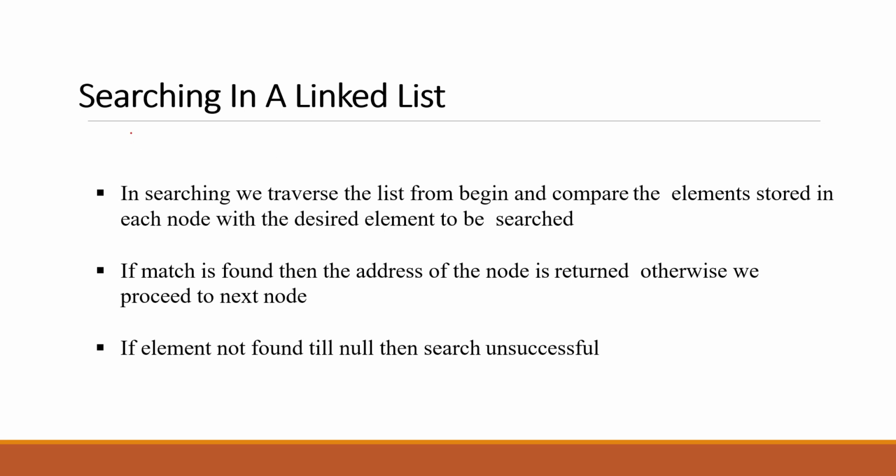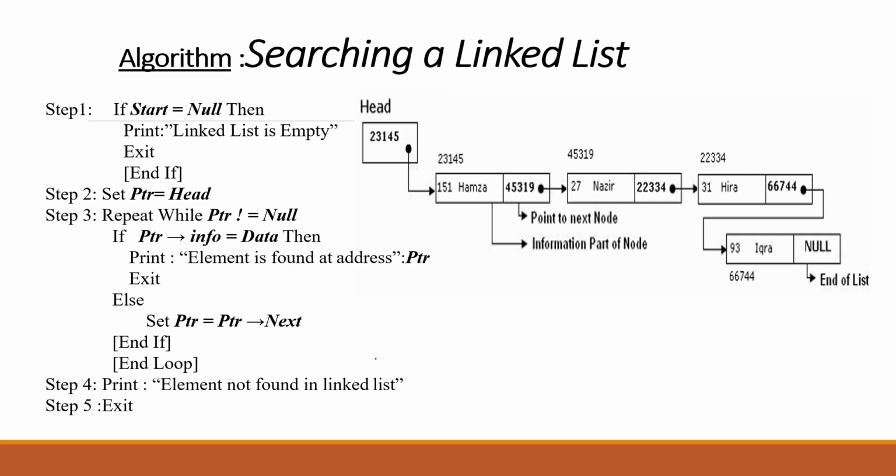Here, how we can search in a linked list. In searching, we traverse the list as we have done the procedure previously. We traverse the list from beginning and compare the elements stored in each node with the desired element to be searched. If match is found, then the address of node is returned, otherwise we proceed to the next node. If element is not found till null, then search is unsuccessful.